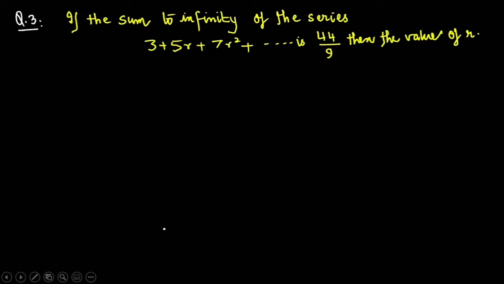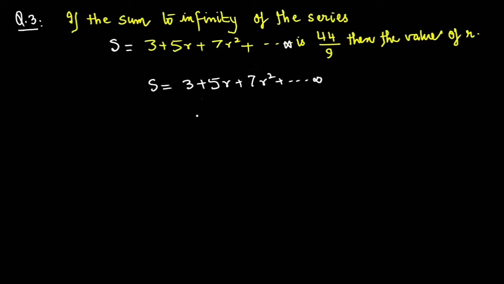Now, let's take question number 3. If the sum to infinity of the series 3 plus 5r plus 7r square dotted to infinity is 44 by 9, then find the value of r. Again, if you see, this is an A.G.P. How? You again say 3, 5, 7 is an AP, 1, r, r square is a GP, so A.G.P. So the common ratio of the GP is r.